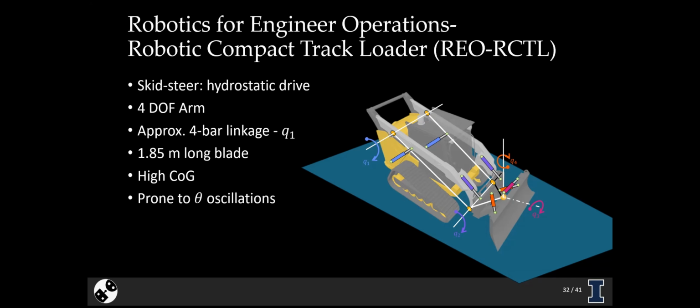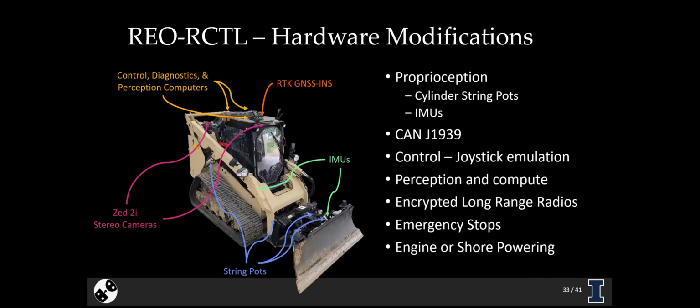I guess a couple of things are important there to mention. In comparison to a bulldozer, a compact track loader has a much higher center of gravity. And what this means is that the system is more prone to oscillations, particularly about the pitch axis. So as you're going over small bumps, the thing can rock back and forth, which just makes the control problem a little bit more challenging than on an actual bulldozer.